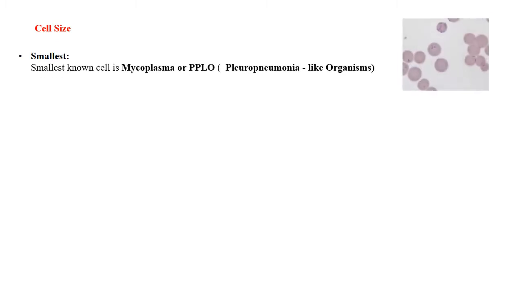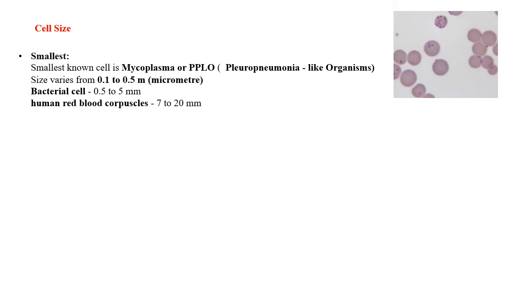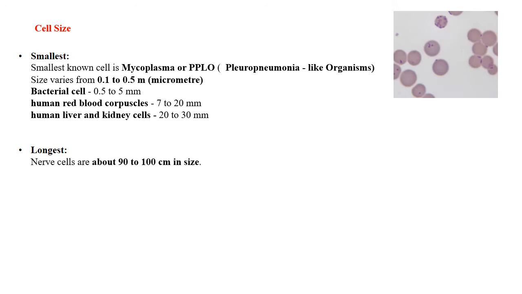Cell size. Smallest. The smallest known cell is mycoplasma or PPLO, pleuropneumonia-like organisms. Its size varies from 0.1 to 0.5 micrometer. The bacterial cell is 0.5 to 5 micrometer in size. Human red blood corpuscles are 7 to 20 micrometers. Human liver and kidney cells are 20 to 30 micrometers in size. Longest. Nerve cells are about 90 to 100 centimeters in size.